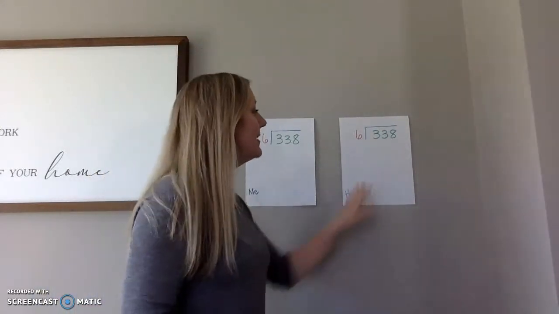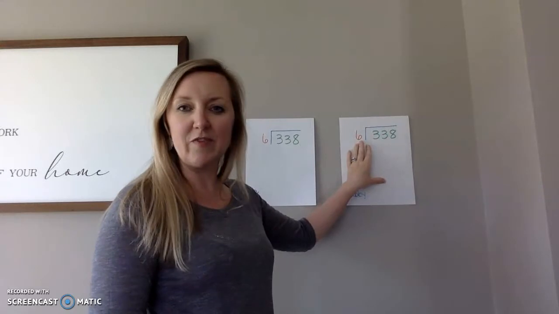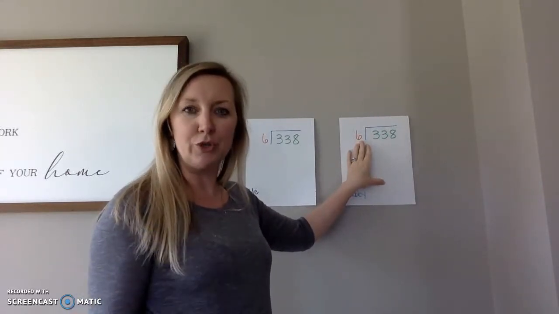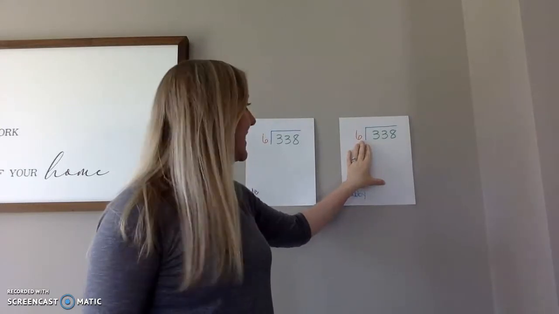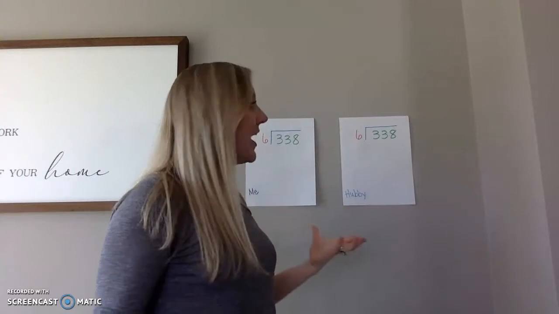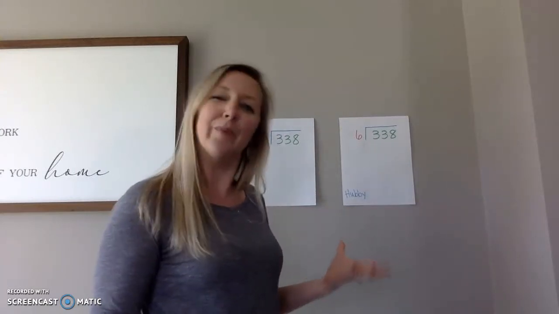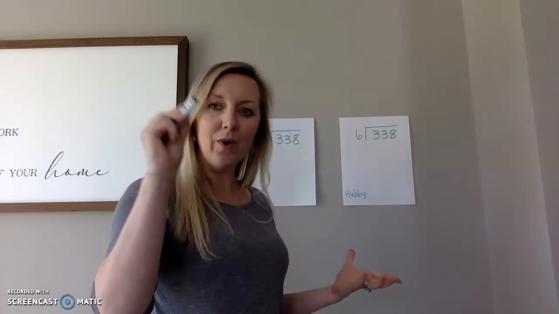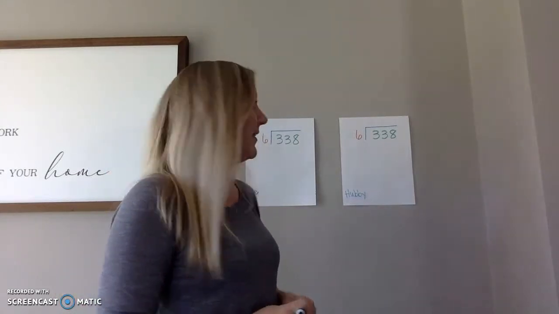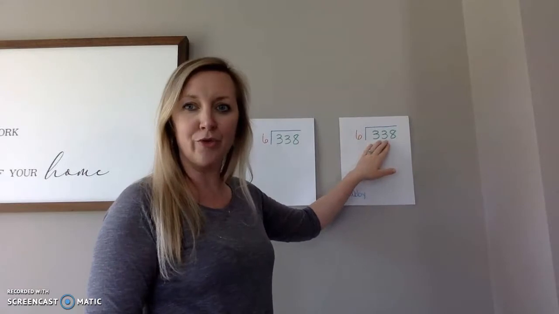Okay, so my husband said he started thinking of 6 facts in his head. He said 6 times 1 is 6, 6 times 2 is 12, 6 times 3 is 18, 6 times 4 is 24, 6 times 5 is 30. And he thought, man, 30? If I would annex a 0 on 30, that would make it 300, and that's pretty close to 338.